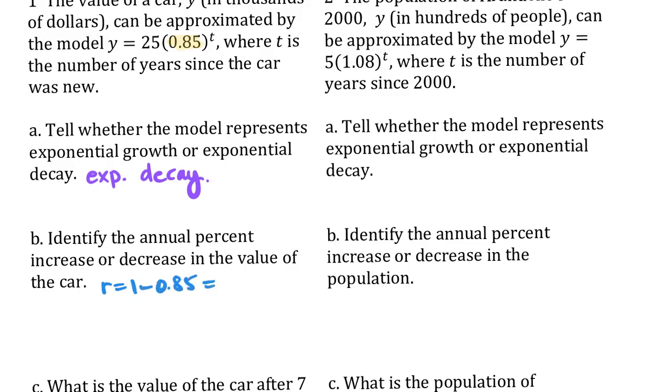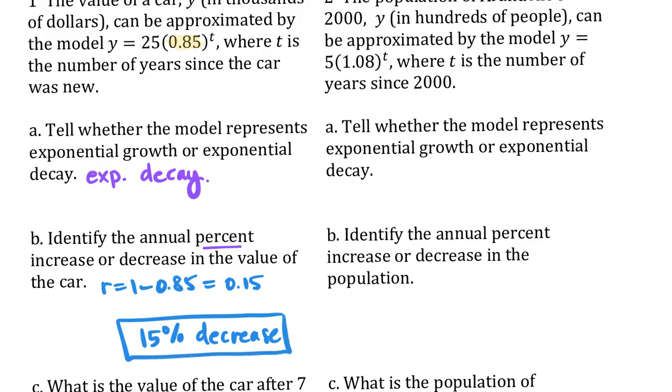Now I'm going to use my calculator. I got 0.15. So the annual, well, it says percent. The decimal decrease is 0.15. To make this a percent, I multiply by 100. So this is going to be a 15% decrease. It's a decrease because it's lower than 1.